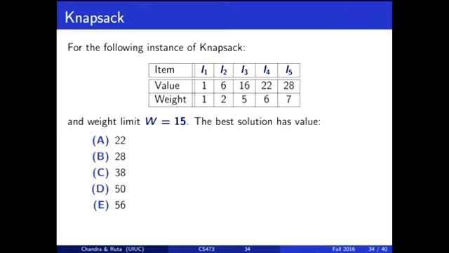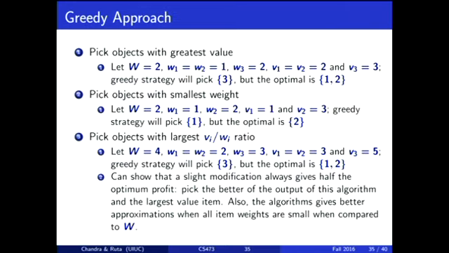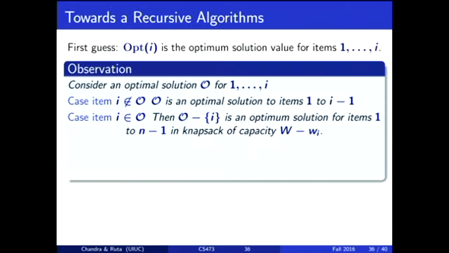We'll skip the example, and you can see the greedy algorithms don't work. Here is a way to try to solve it recursively. Well, one thing you can do is brute force. You try all possible subsets and find the one which is the maximum and satisfies the capacity. That will take 2 to the n time.